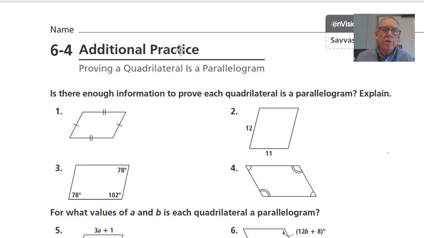Okay, this video accompanies our 6-4 additional practice proving a quadrilateral as a parallelogram. So let's see what we got here. You need to do all of these, so I'm just going to go through some selected problems, like 1, 4, 5.